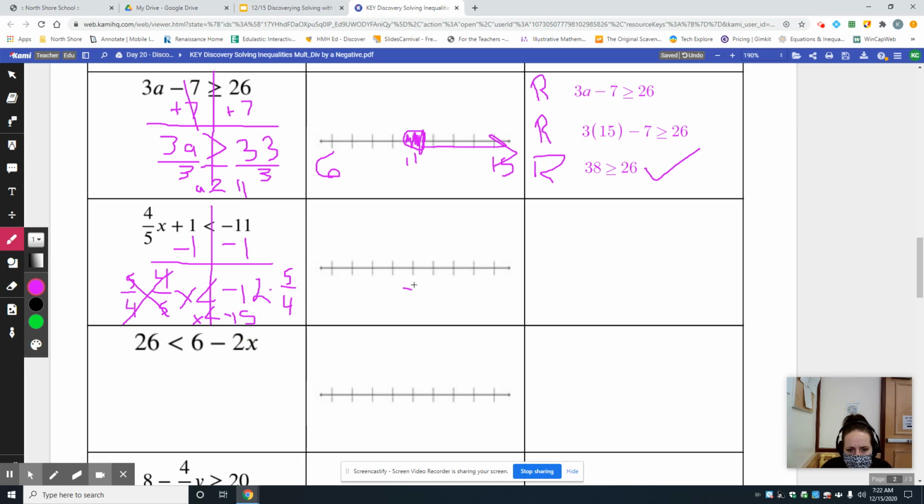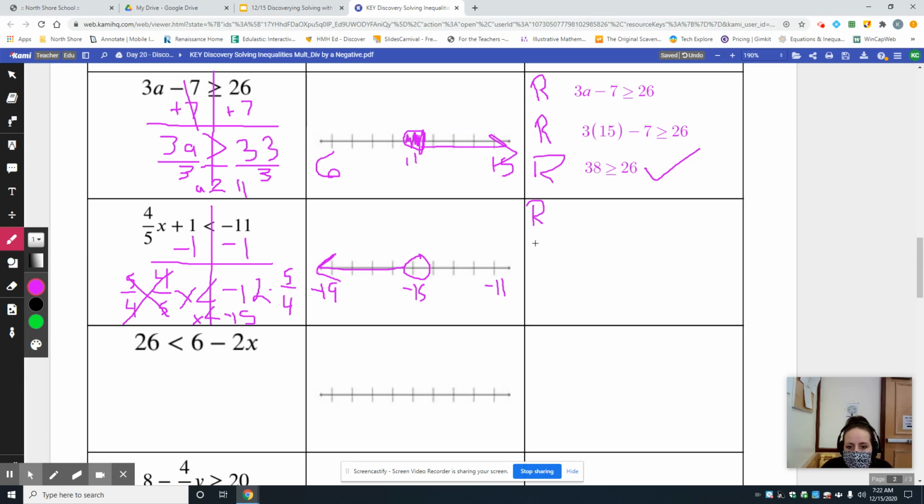So we're going to go ahead and graph this. We have negative 19, 18, 17, 16, negative 15, 14, 13, 12, negative 11. This is not equal to, so it'll be an open circle on negative 15. And x is less than this value, so any number that goes in this direction.